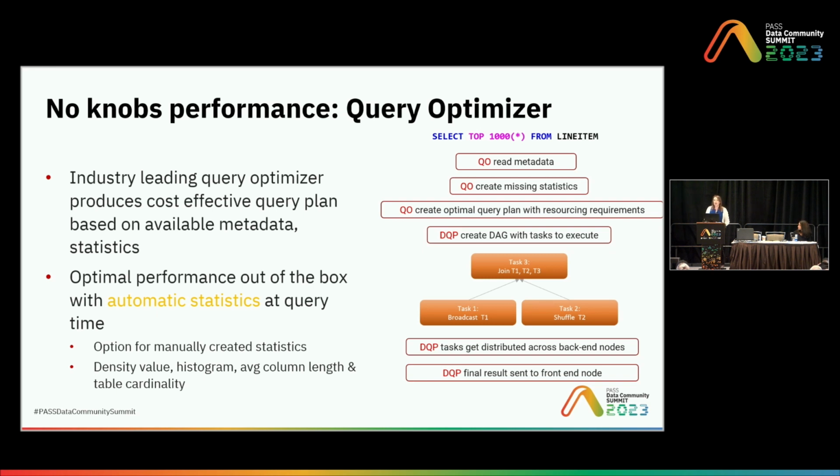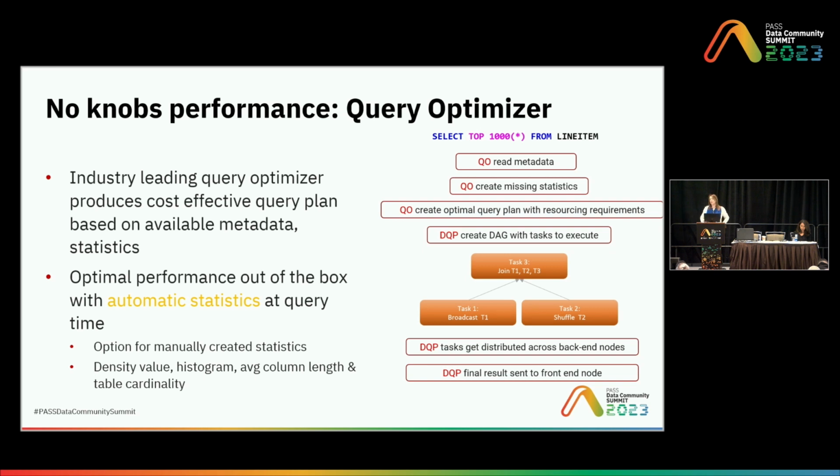Let's talk a little bit about the query optimizer. So the query optimizer is going to give you that optimal performance out of the box, that no knobs performance that we continuously talk about. And it's pretty fantastic because you really don't have to think about much when it comes to query optimization. We create the statistics for you automatically out of the box. We also give you the option to create your own manual statistics.